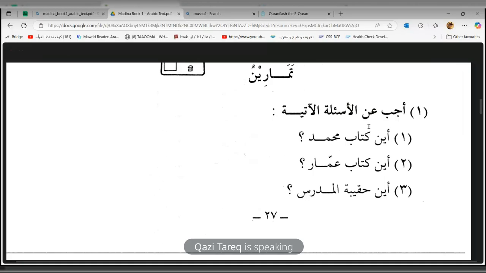Min is also from. Yes, it's from, but they mean different things. We translate them all as from, but in context, you cannot use one where you're supposed to use the other. They're not the same, but you get a feel for this as you see more examples of usage, inshallah. Okay. Understood.